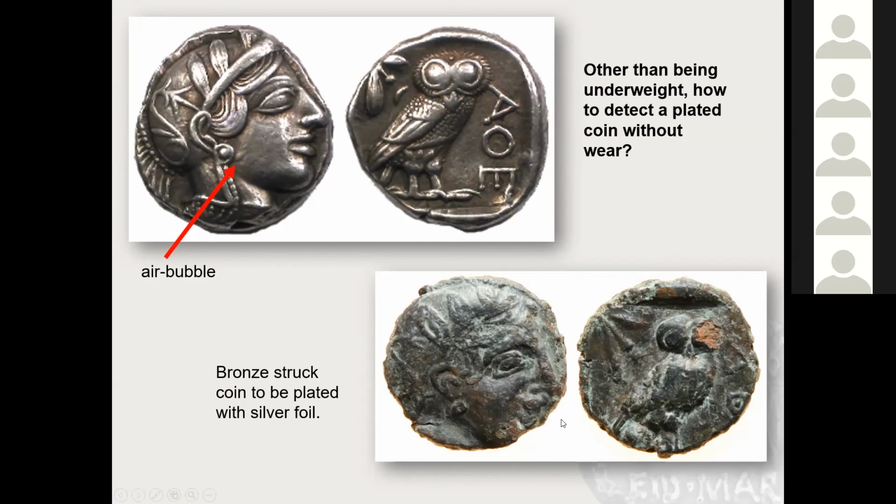And this one is also in my collection. So it's obvious these coins were never minted in bronze. So bronze prepared to be plated with silver. And here, oh, I wanted to talk about this air bubble here. This air bubble simply tells us that this is a plated coin, and it's underweight.